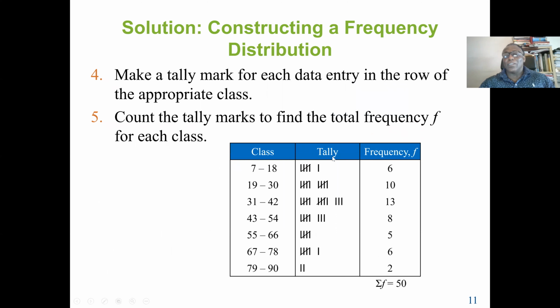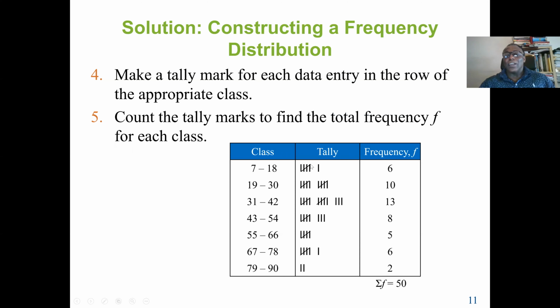We have the tally. And look at the data entry. How many subscribers spent between 7 to 18 minutes? They were 6. 19 to 30, they were 10. 31 to 42, they were 13. 43 to 54, they were 8. 55 to 66, they were 5. 67 to 78, they were 6. And 79 to 90, they were 2. Now, when I add all the frequencies, I should get 50.